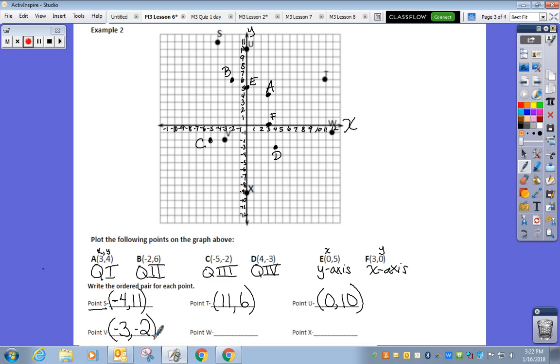Point W is located right here. So from the origin, I would go over to 12 to be directly above the point. And then it has come down to negative 1. So 12, negative 1. Point X is the final one. I'm not moving over at all to get directly above it. So that means 0 is the x coordinate. And it's located right at negative 9 for the y.